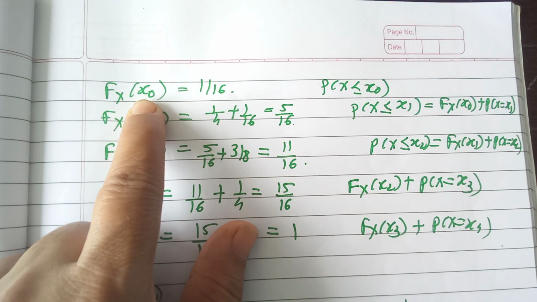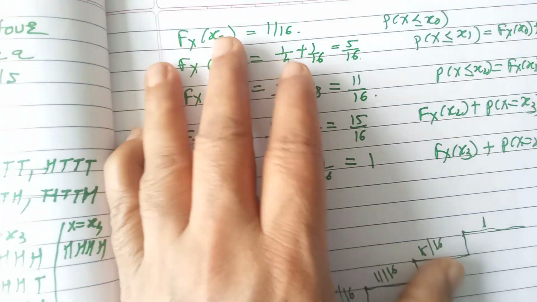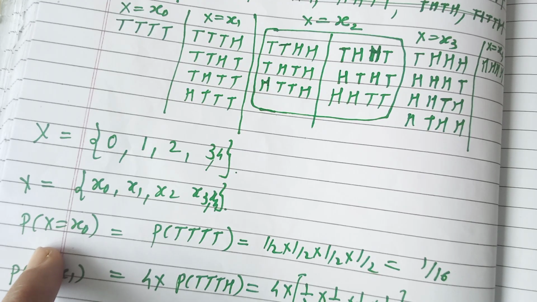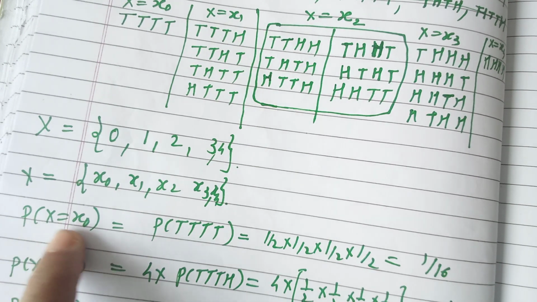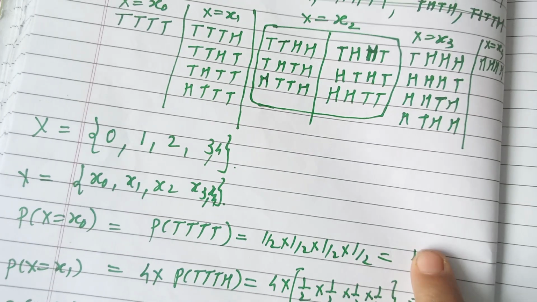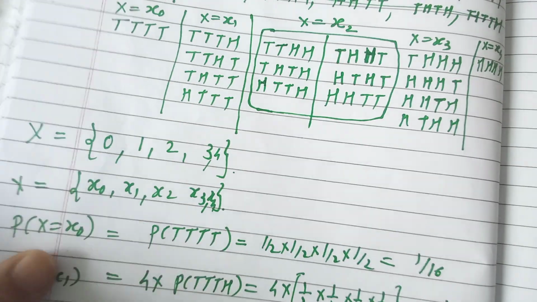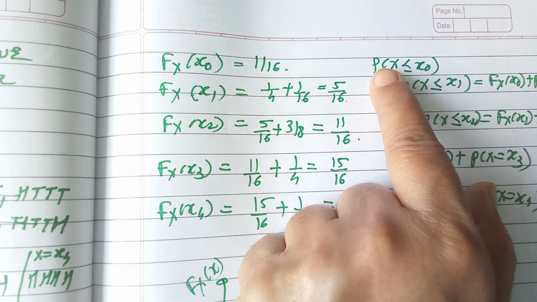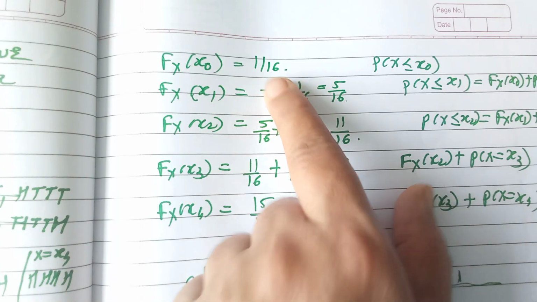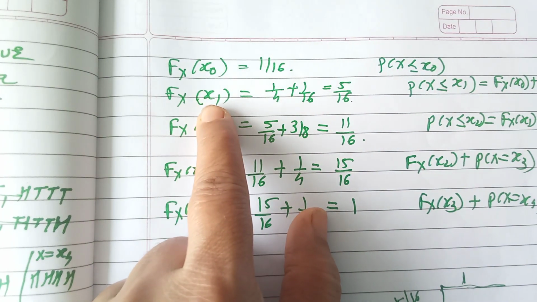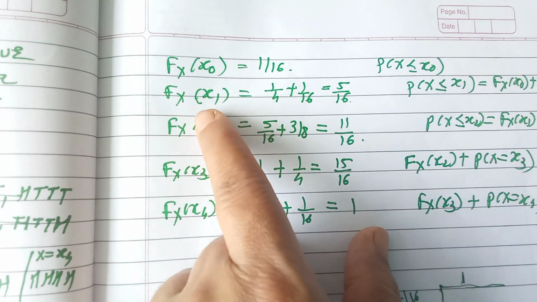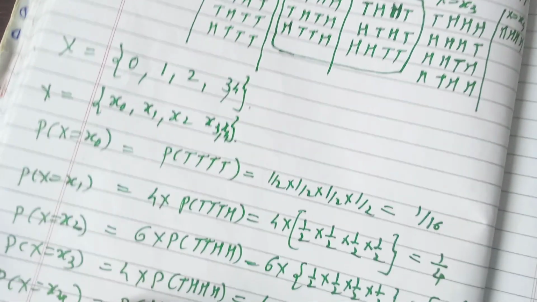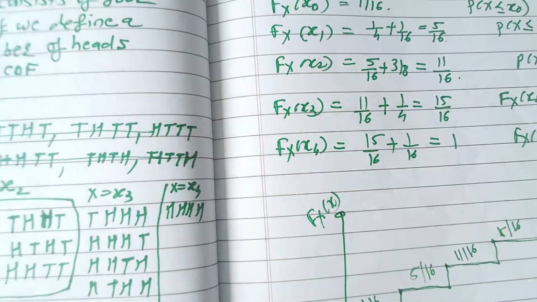So F_X(x0) is equal to probability. I am going to tell you a trick, because every time there is no need to state the formula. F_X(x0) is the probability X less than or equal to x0. Probability X less than x0 is 0, plus probability X equal to x0, that is equal to 1 by 16. Now F_X(x1): you take this 1 by 16 and add the probability of x1, that is 1 by 4. So 1 by 4 plus 1 by 16.